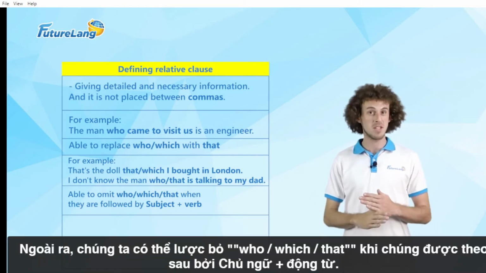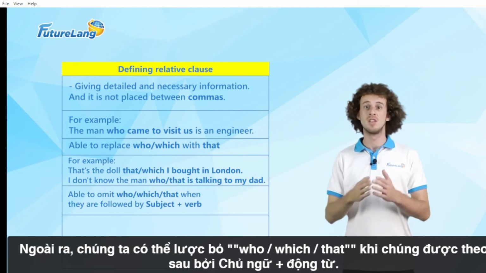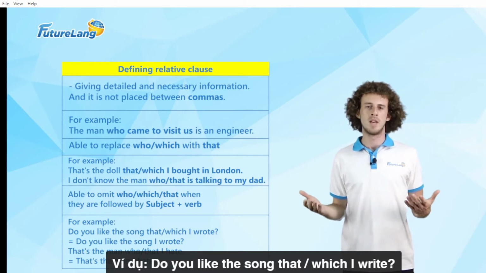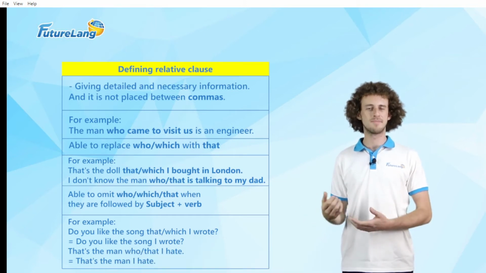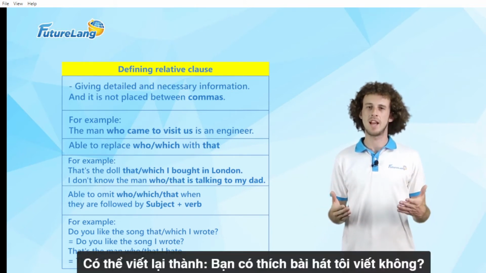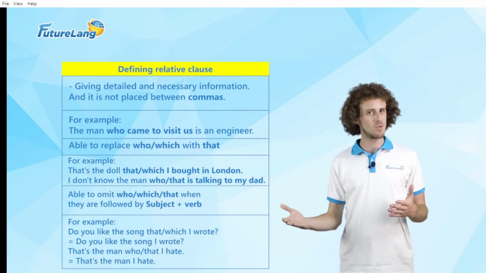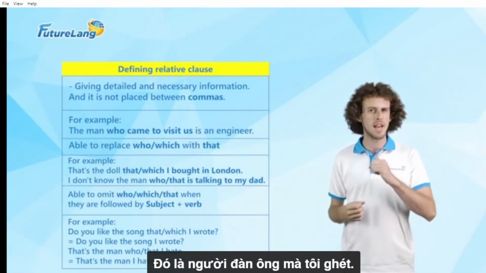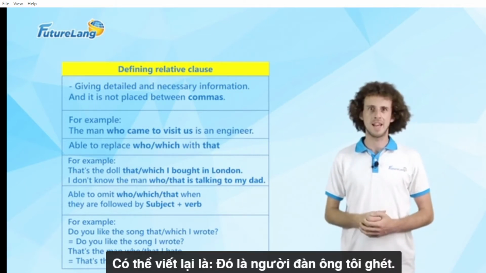Also, we can omit who, which, that when they are followed by subject plus verb. For example, do you like the song that or which I wrote? Can be rewritten as do you like the song I wrote? That's the man who or that I hate can be rewritten as that's the man I hate.